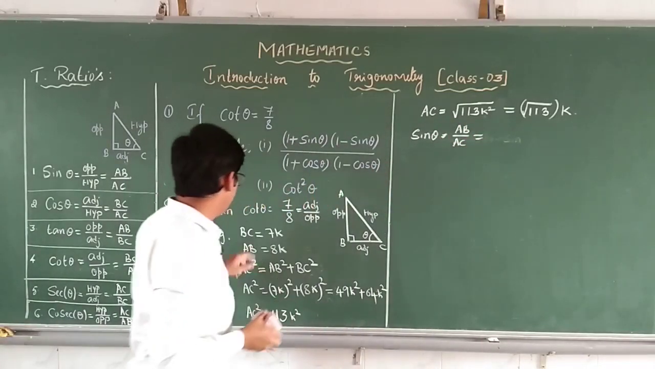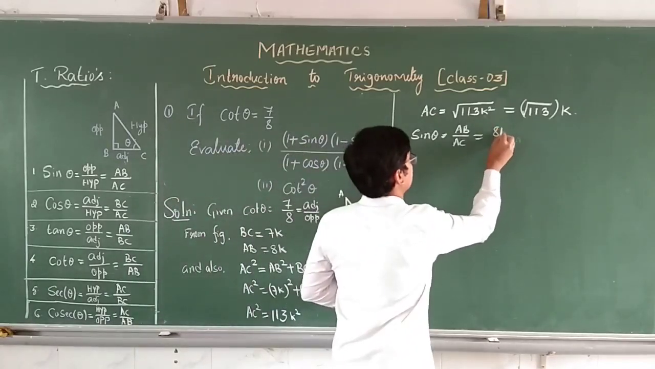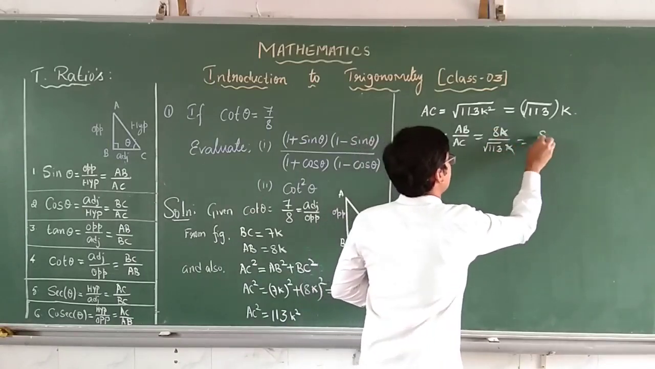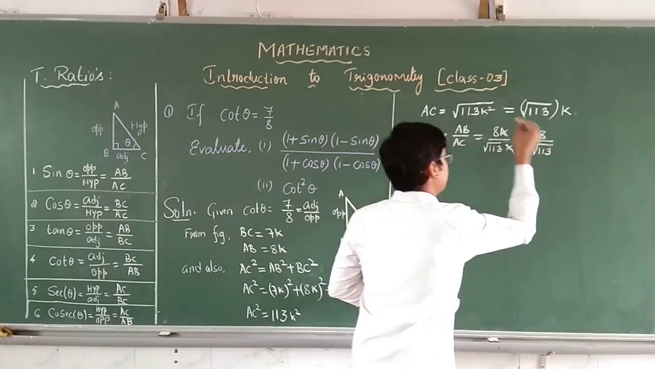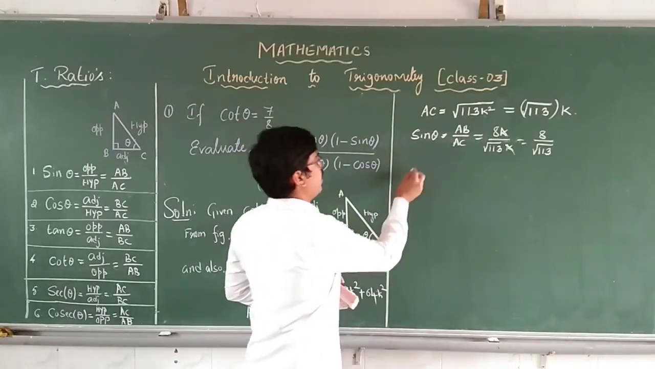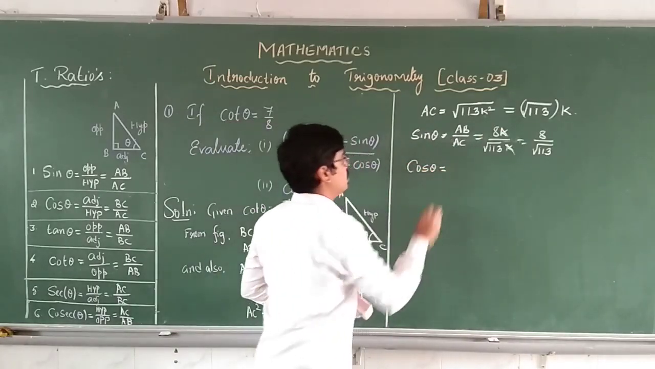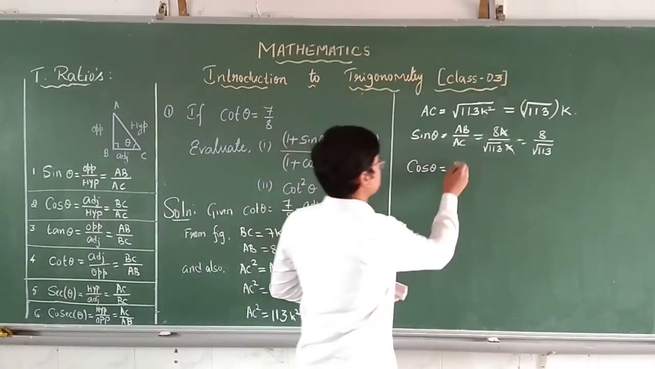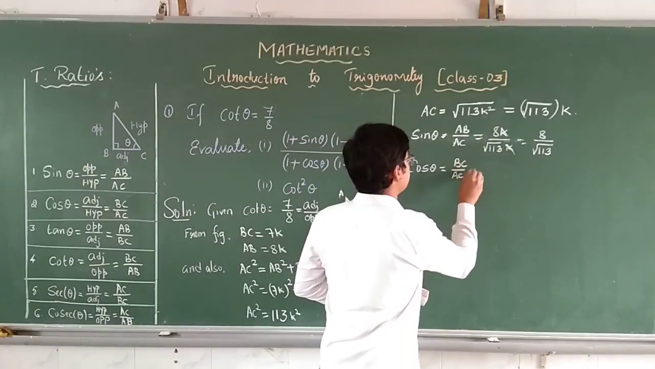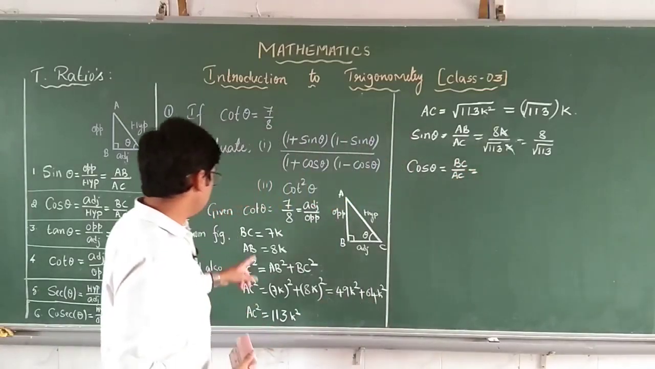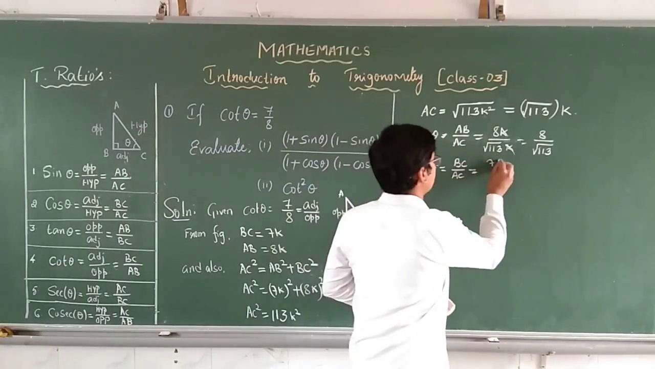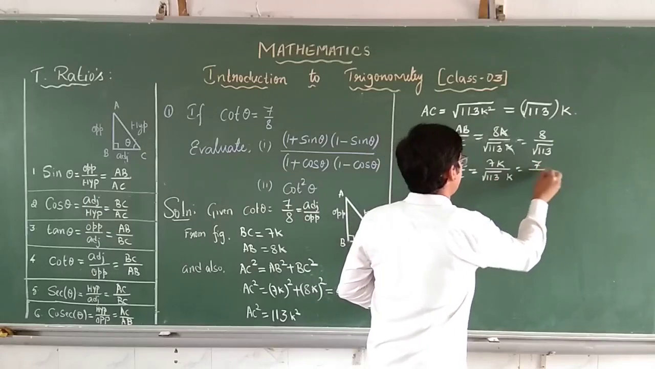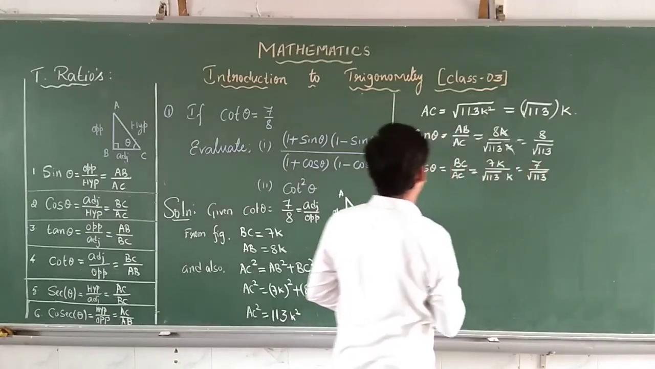What is the length of AB? Length of AB will be 8k. This will be root 113 k. So k will get cancelled. We will get 8 divided by root 113. Now we will find cos theta. What is cos theta? It is the ratio of adjacent to hypotenuse. Adjacent to hypotenuse means BC divided by AC. What is the length of BC? 7k. This will be root 113 k, so that is equal to 7 divided by root 113.